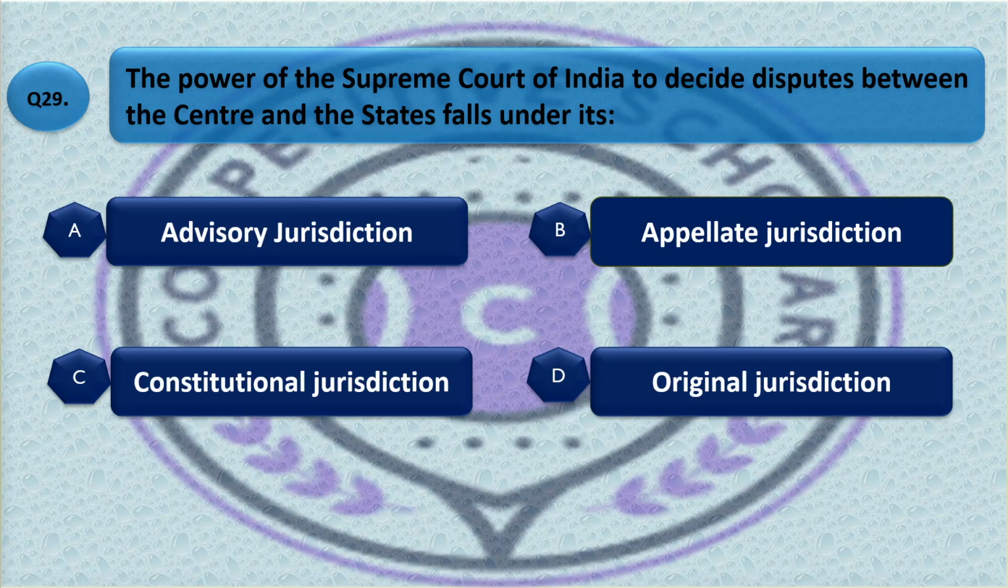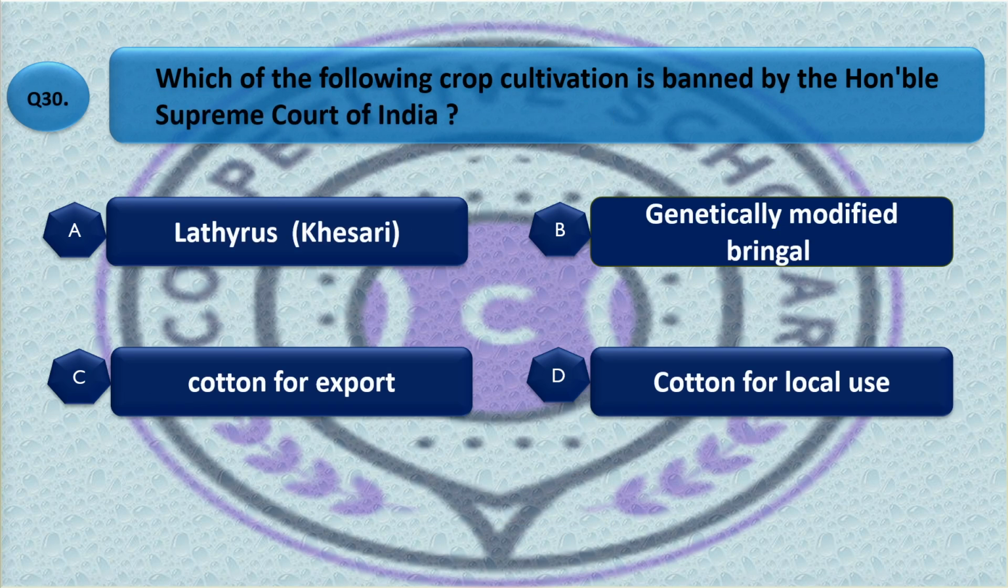Question number 29. The power of the Supreme Court of India to decide disputes between the center and the states falls under its A, advisory jurisdiction. Option B, appellate jurisdiction. Option C, constitutional jurisdiction. Option D, original jurisdiction. Answer is option D, original jurisdiction.